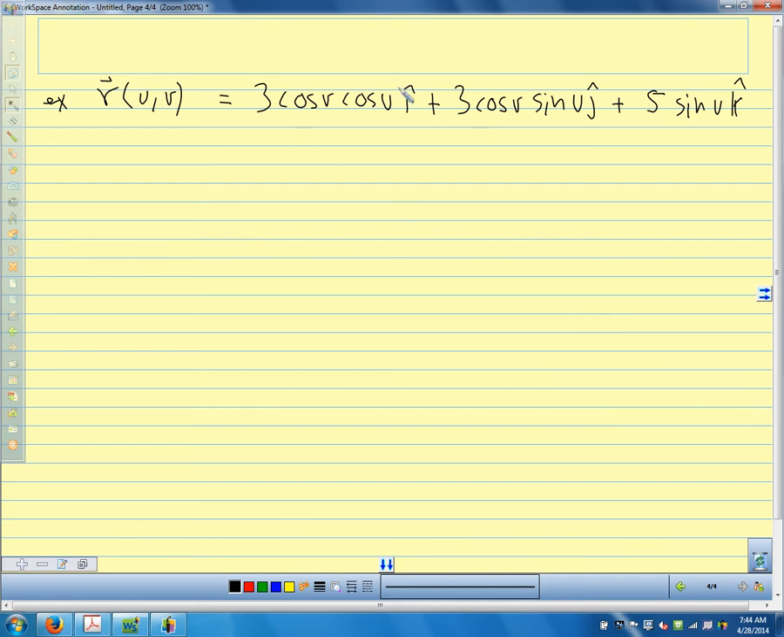So again, we're going to want to square the x and y component. When we square the x and y component, I get 9 cosine squared v, and I get a cosine squared u and a sine squared u that we can factor out. So that just gives us 1. So we get x squared plus y squared is 9 cosine squared v.